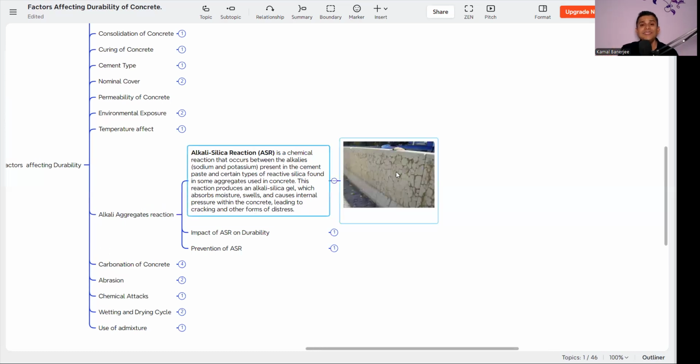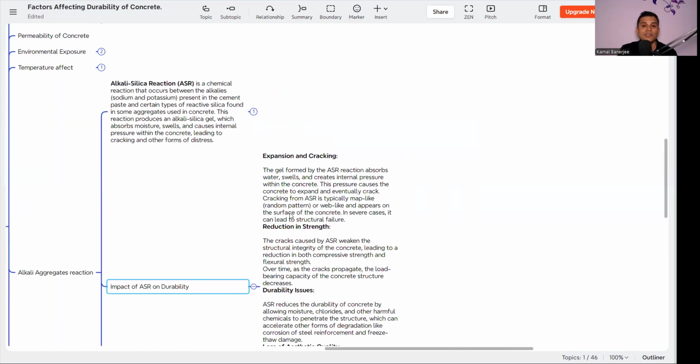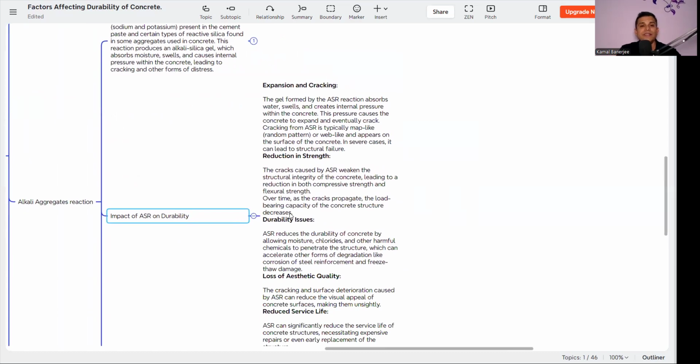So these cracks come like a map. Now how does this alkali silica reaction impact concrete strength and concrete durability? That is very much important that you need to know. In detail, first is expansion and cracking. The gel formed by the alkali silica reaction absorbs water, swells, and creates internal pressure. So it will absorb water and increase in volume, and the internal pressure will be generated. So this pressure causes the concrete to expand and eventually crack.